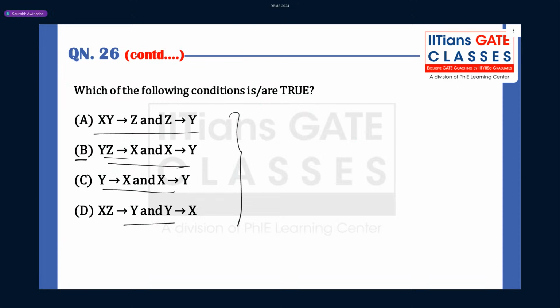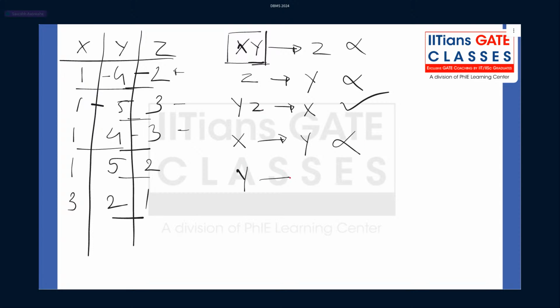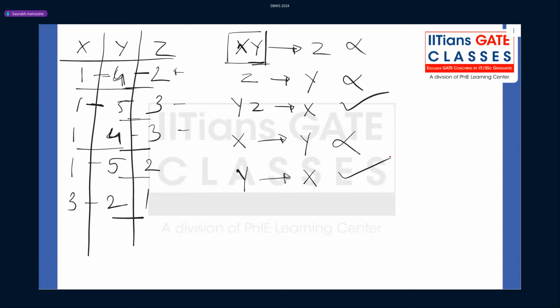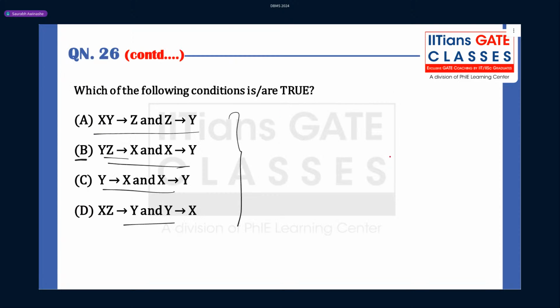Now in option C we have y derives x. So 4 derives 1. Does 4 derive anything else? 4 derives 1 here. So we are fine. 5 derives 1 and 5 derives 1 here. So we are fine. And 2 derives 3. So we are good, y implies x. And x implies y, we have already seen it does not hold.